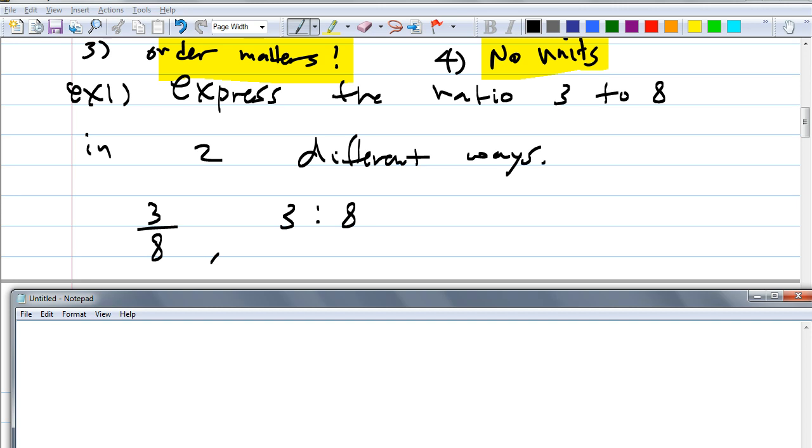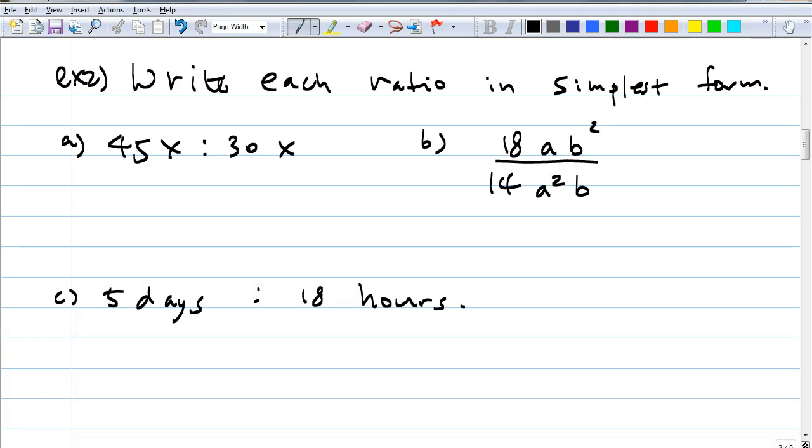So let's go to example 2. Okay, this one is a little bit more interesting than the other one. So now that we have these ratios, can you then write in simplest form? Which you should be doing, right? Anyway, you should always simplify, isn't that right? So if I have these ratios, A, B, C: 45x to 30x, 18ab squared over 14a squared b, and then 5 days to 18 hours. Go ahead. Give you some time. Can you write them in simplest form? Go ahead.